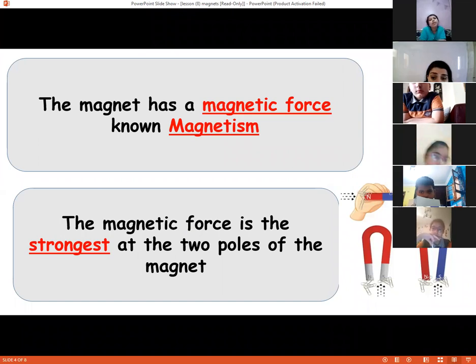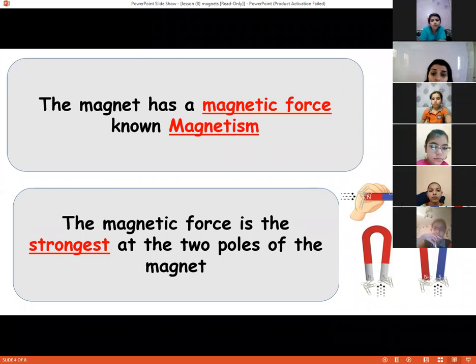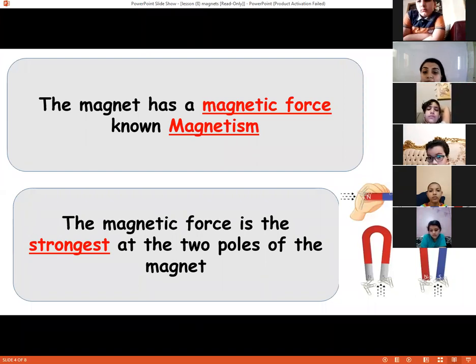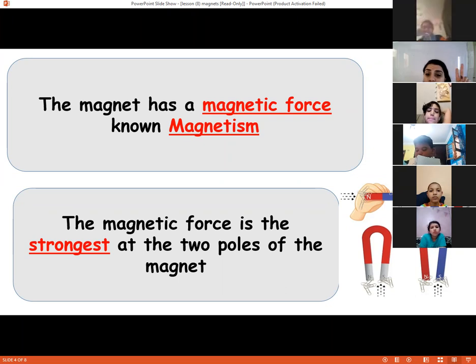If I give you a complete-the-sentence question and say the strongest magnetism is found in the blank, what will we write? Two poles. Super, Mariam. Two poles. We will write two poles.